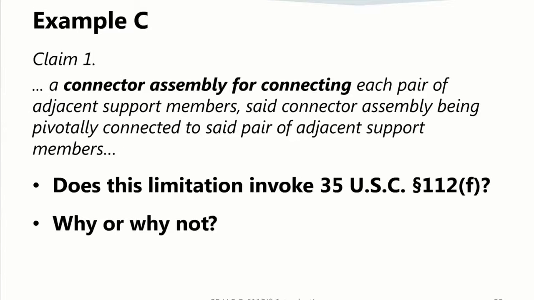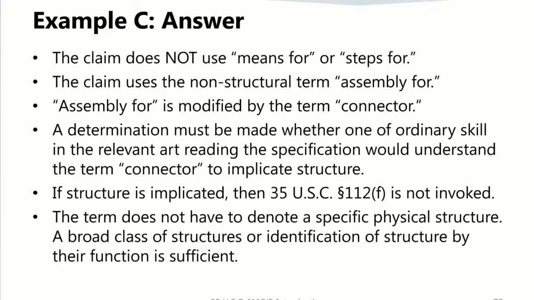In this example, we see the claim limitation of a connector assembly for connecting each pair of adjacent support members. We then ask ourselves, does this limitation invoke 35 U.S.C. 112(f), and why or why not? In reviewing the claim, we see that it employs the claim limitation of connector assembly. The claim does not use means for.